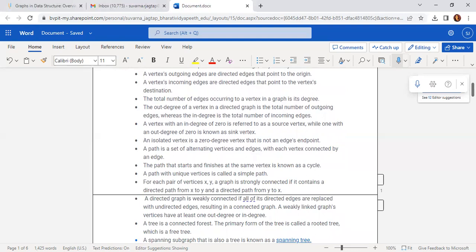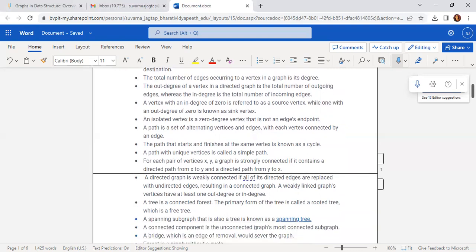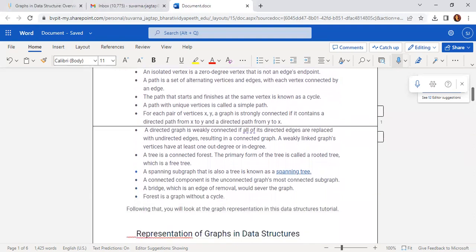For each pair of vertices x, y, a graph is strongly connected if it contains a directed path from x to y and a directed path from y to x. This type of graph is also called a strongly connected graph. A tree is a connected forest. The primary form of the tree is called a rooted tree, which is a free tree.